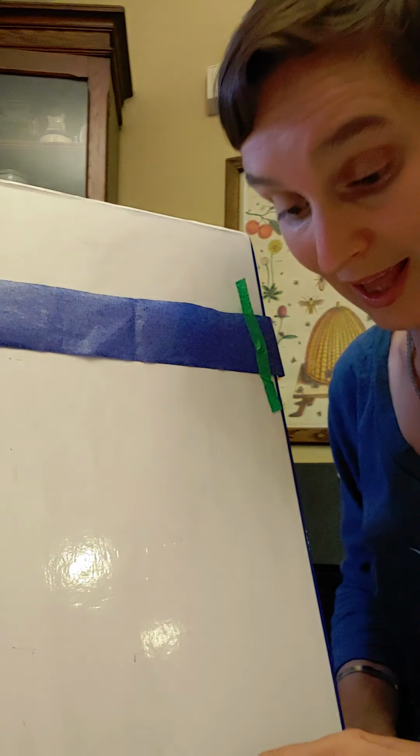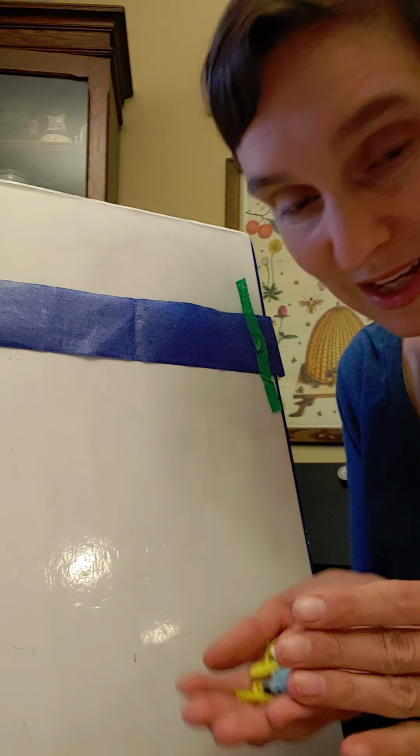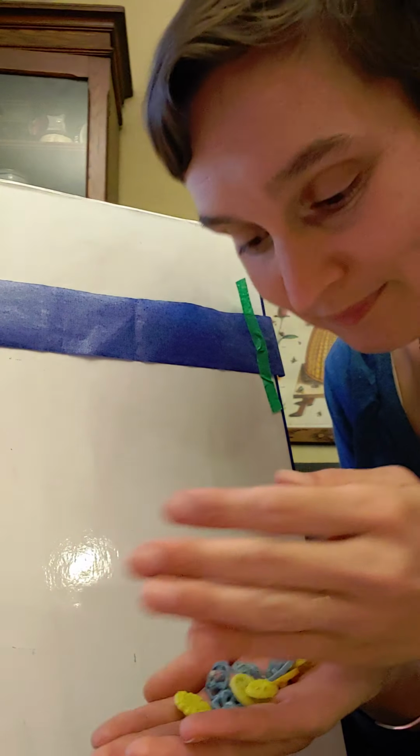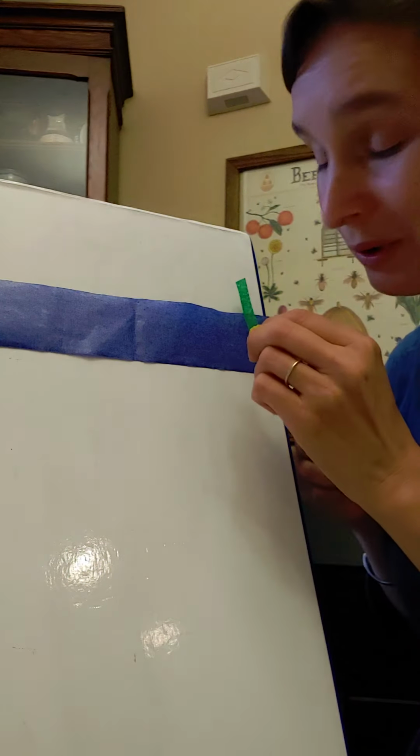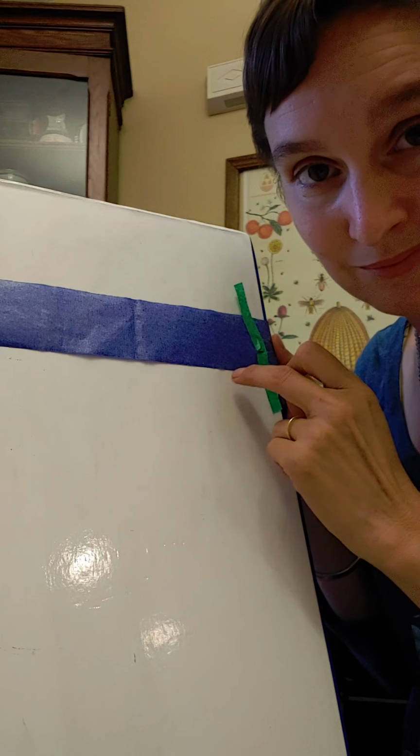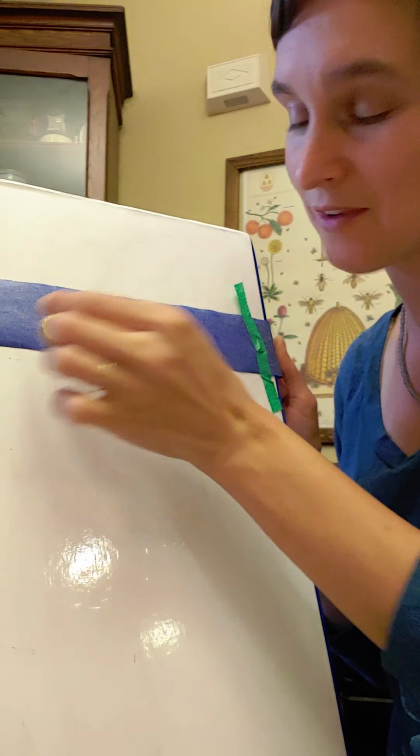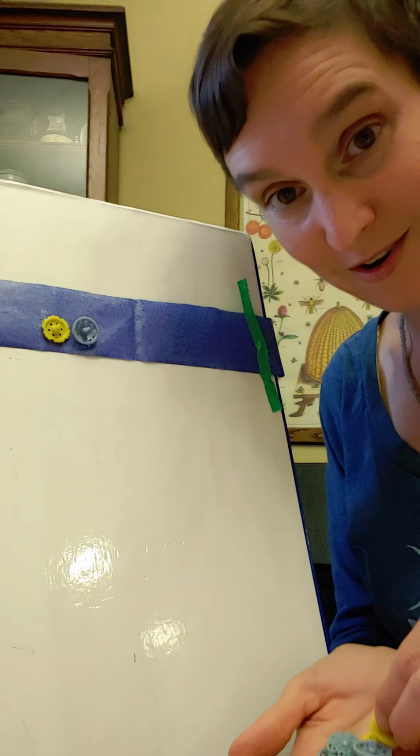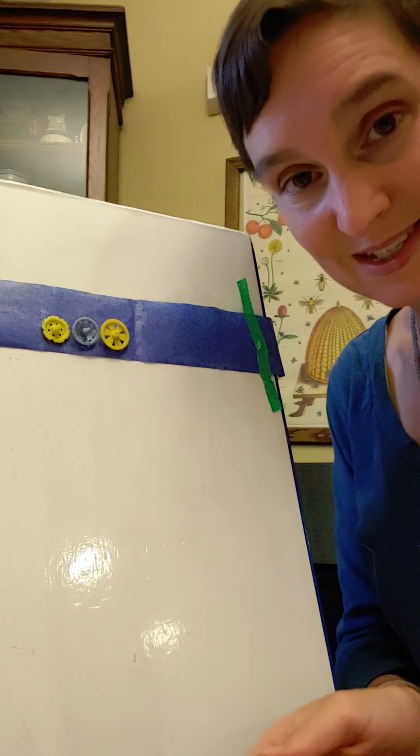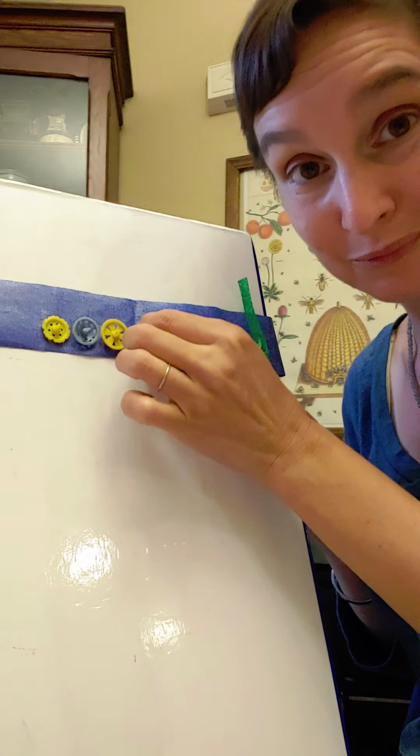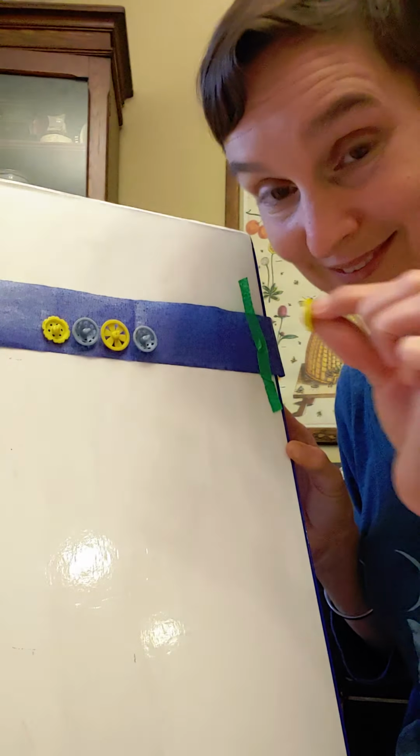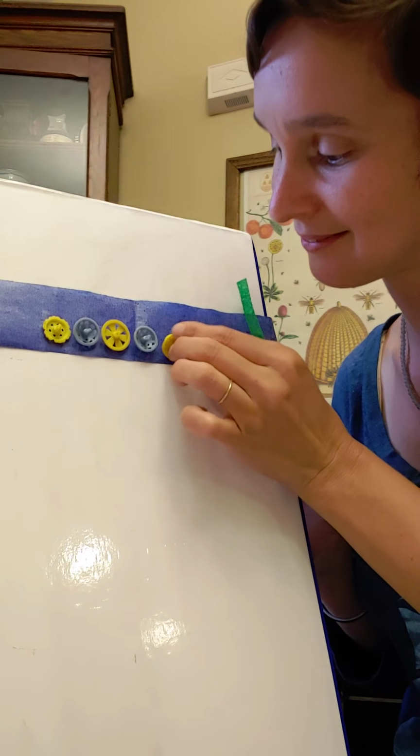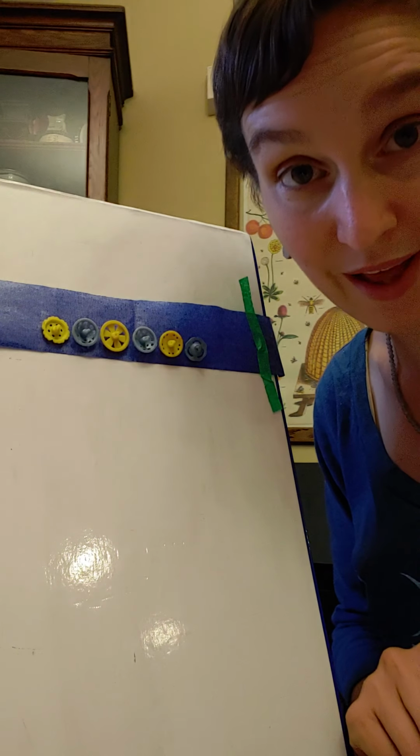So I have, and like I asked you a couple weeks ago to start collecting some things, I have some buttons here, and I have yellow and blue buttons, and I'm going to make them into a pattern. So I am going to stick them on my really fancy blue painter tape. You know how I like that. So I've got my yellow, and then I'm going to stick a blue. This is the most basic pattern. I'm going to go yellow, and then I'm going to stick, guess what color comes next? Blue. And then it's going to be yellow, and then I'm going to stick blue. There you go.